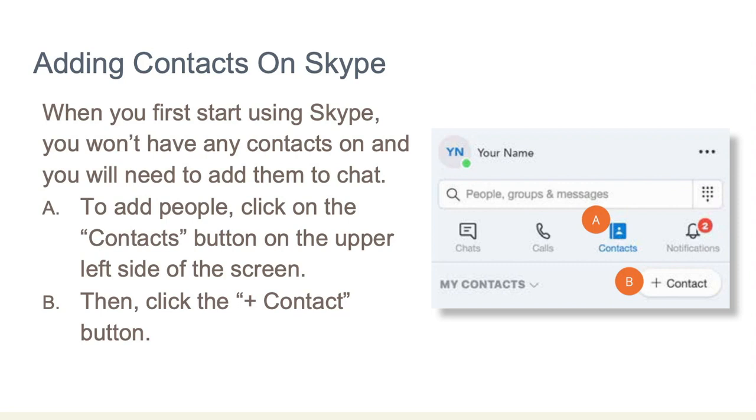Okay, so going on to actually using Skype after we've been able to log in, we want to create new contacts by adding people who we know. And we're going to do this by going to the contacts button and clicking add people. It will be on the upper left side of the screen, and then we click plus contacts.